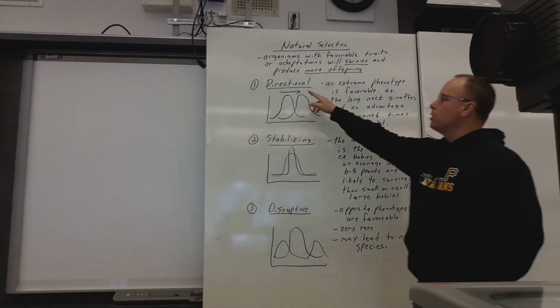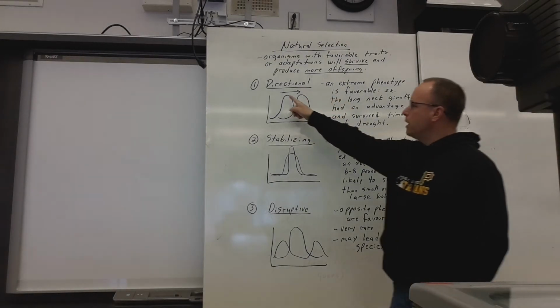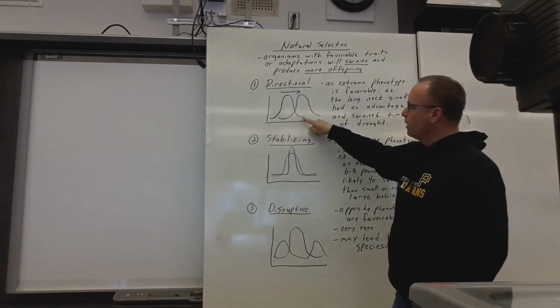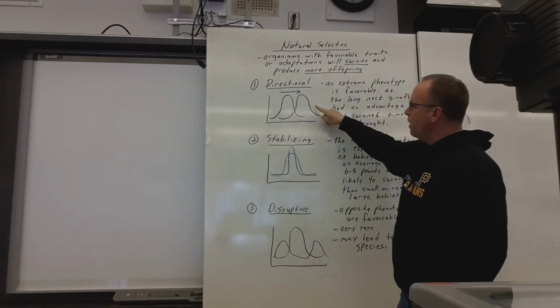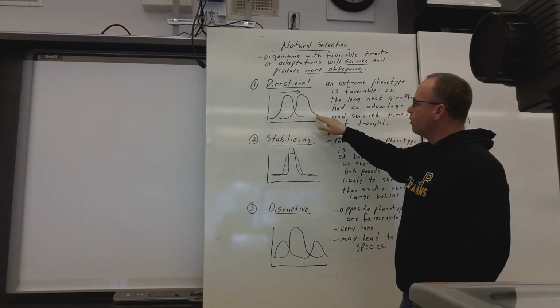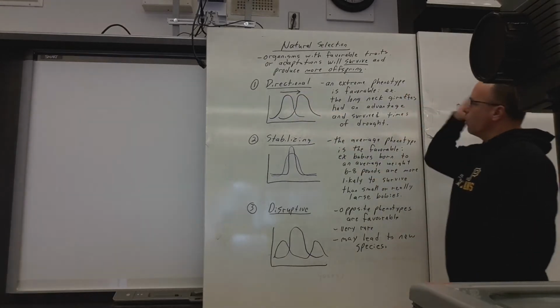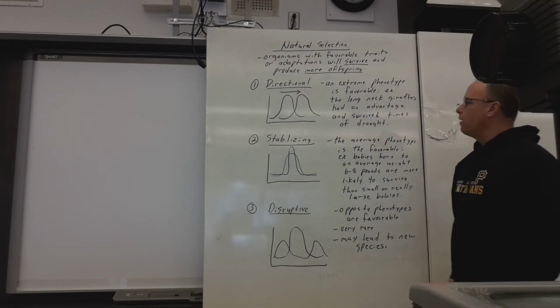Now, there's three types: directional, and you can see sort of two patterns here. This is the original in blue. And this would be the outcome, and you can see the arrow moving to the right. So an extreme phenotype is favorable.